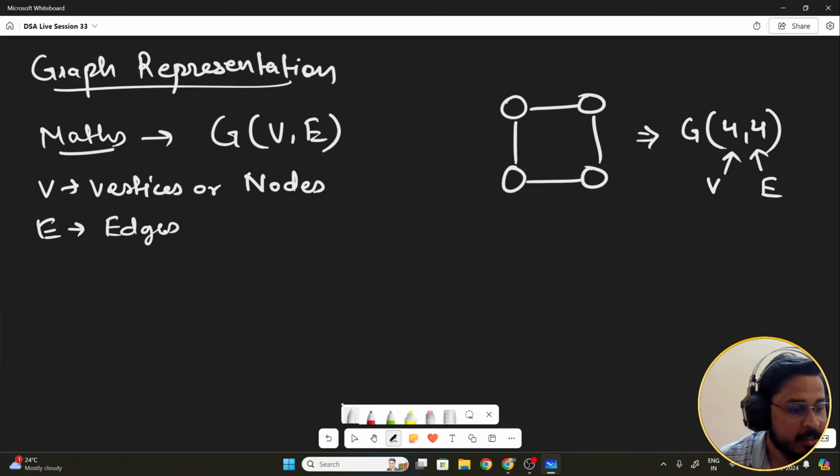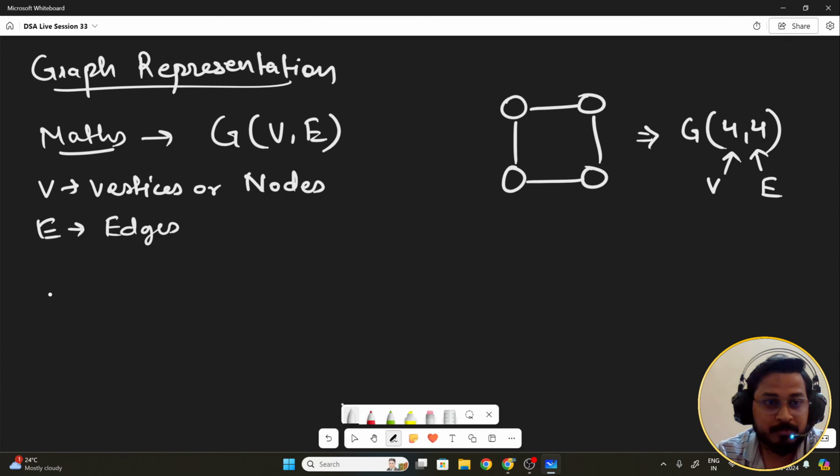Yes, weighted graphs can be there. Unweighted graphs can be there, etc. Yeah, Ayush. Yes. Okay. Majorly, this is how you represent the graph in maths, in mathematics.